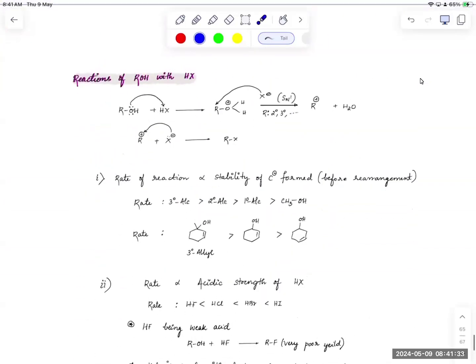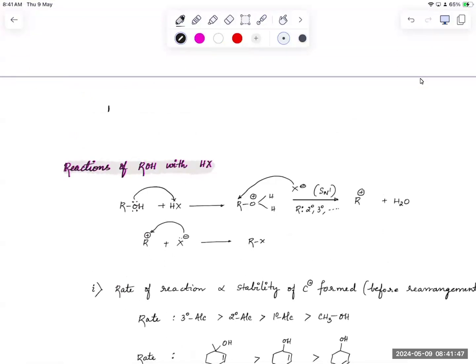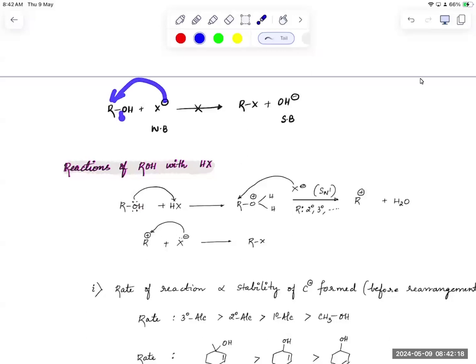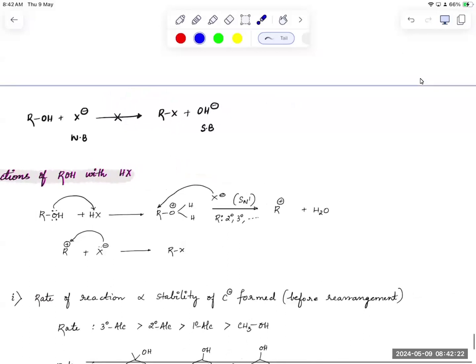Apart from it, now look at this next reaction, where you take an alcohol and treat it with HX. HX will cause protonation. If you take an alcohol and try to react it with X minus, expecting an alkyl halide to be prepared, then OH minus has to leave. This is an impossible reaction. The reason is that X minus is a weak base and OH minus is a strong base, and a weak base can never replace a strong base. So I cannot expect the weak base to go and the strong base to come out as a leaving group. But the reverse is possible.